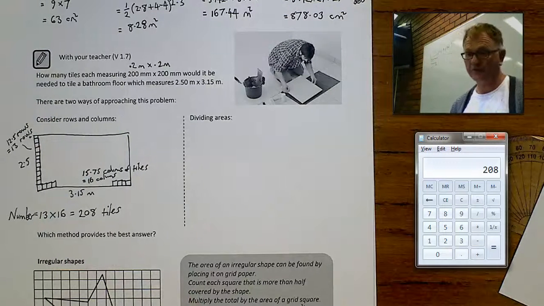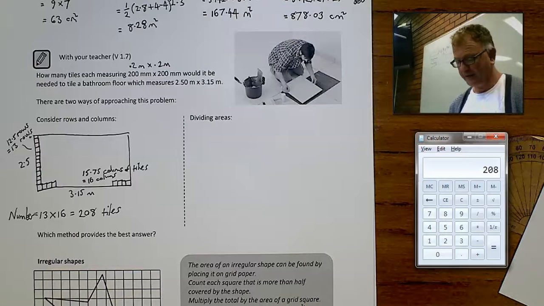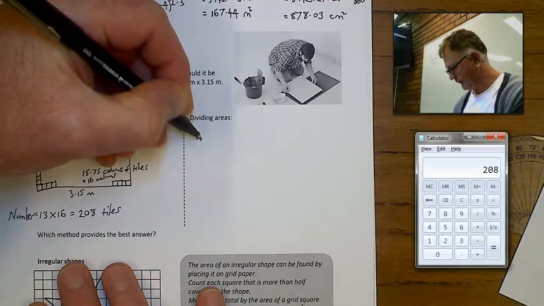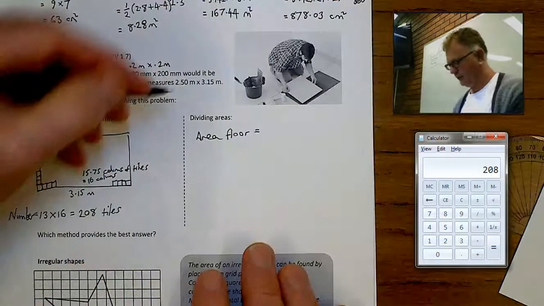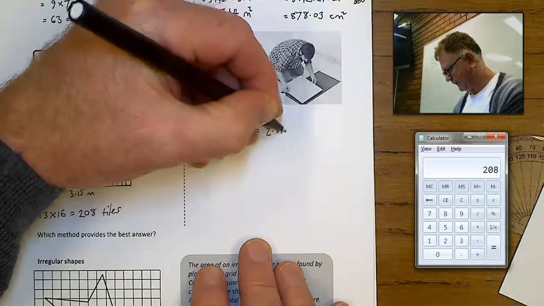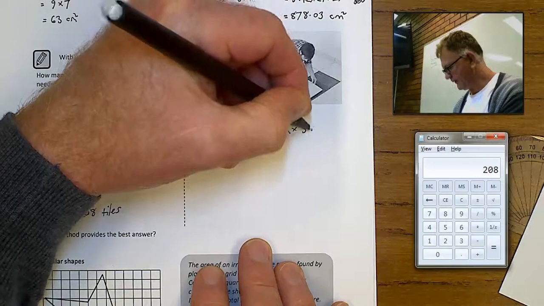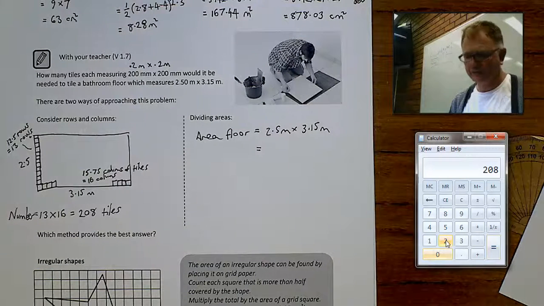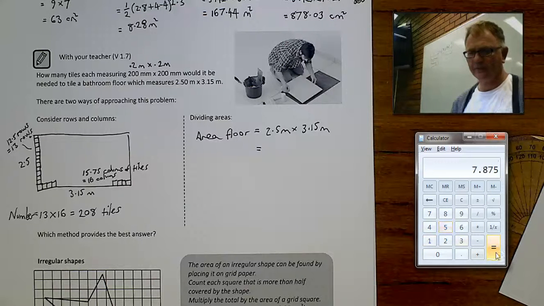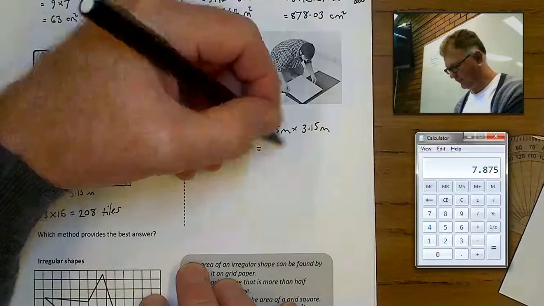Okay, we could do it another way. The other way we could do it is to work out the area of the floor, work out the area of a tile, and divide one by the other. So let's work out the area of the floor. So it's 2.5 metres times 3.15 metres. It's a rectangle, so its area is length times breadth. 2.5 times 3.15, 7.875 metres squared.